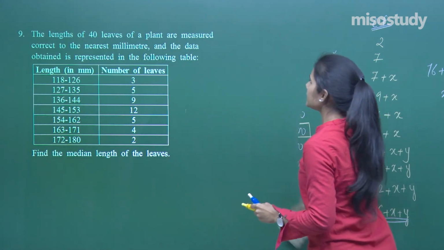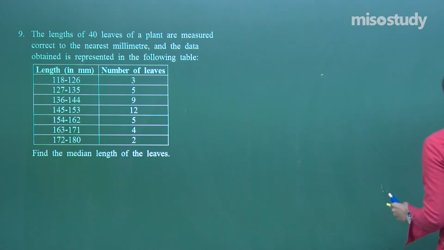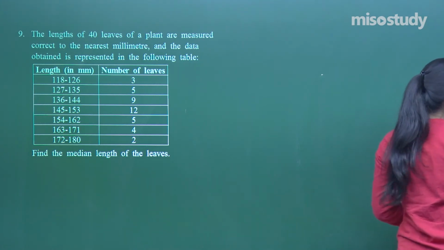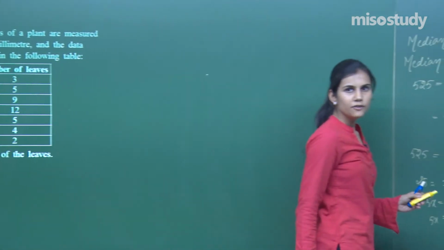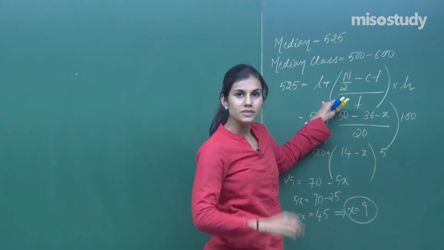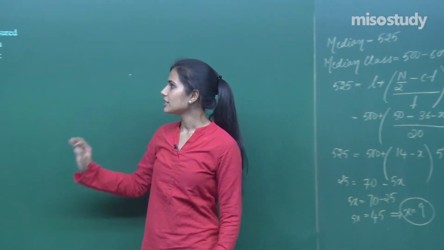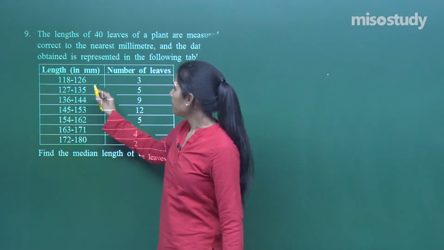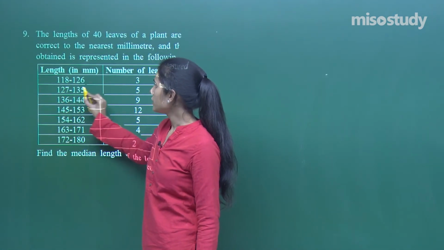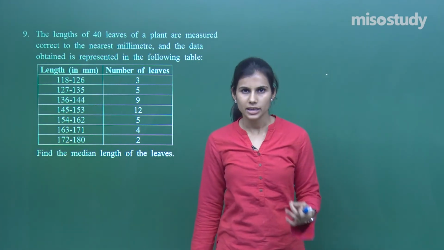And the data obtained is this: find the median length. Now try to observe the data carefully. This formula that I had just written is only for computing the median of that frequency distribution which involves continuous classes. Here the class intervals are not continuous. The upper limit of one is not equal to the lower of the other. That means we need to make them continuous.